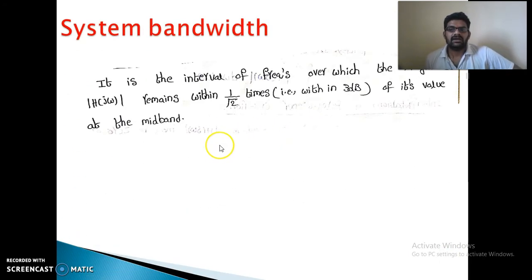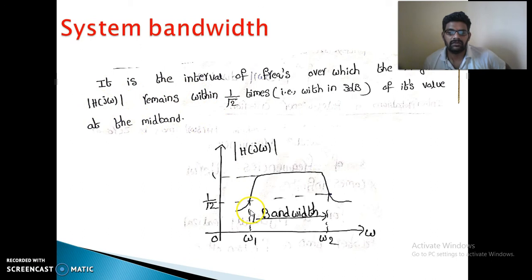System bandwidth: the frequency at which the response of the system to the incoming signal drops to 0.707 of its maximum value is known as system bandwidth. So if H of omega drops to 0.707, or 1 by root 2, of its maximum value at that frequency, that is known as system bandwidth. Omega 1 minus omega 2, or omega 2 minus omega 1, will give the bandwidth of the system. There is no specific formula for the bandwidth of a signal. It is just the frequency component that carries 50% of its maximum energy, which is known as system and signal bandwidth.